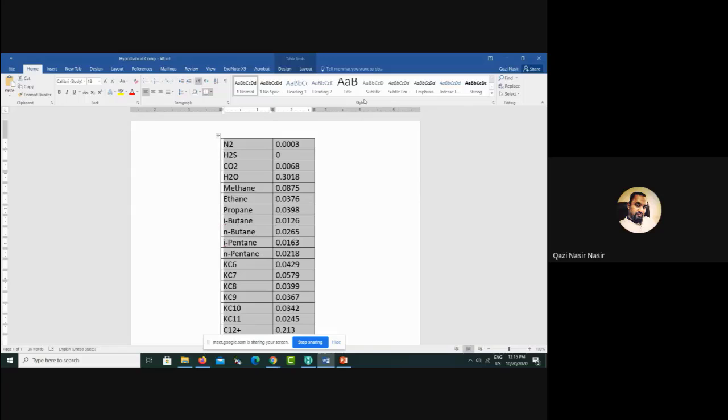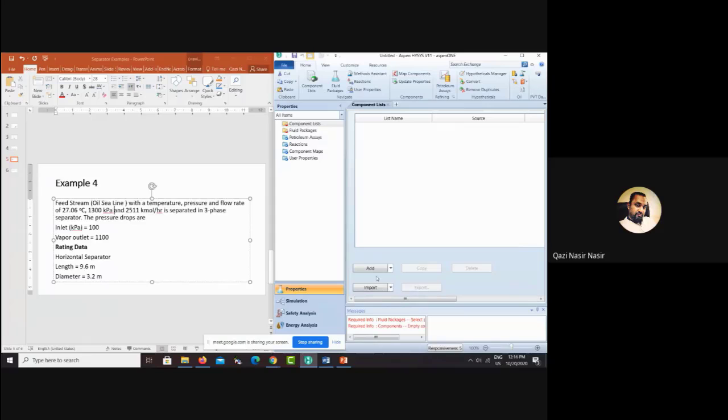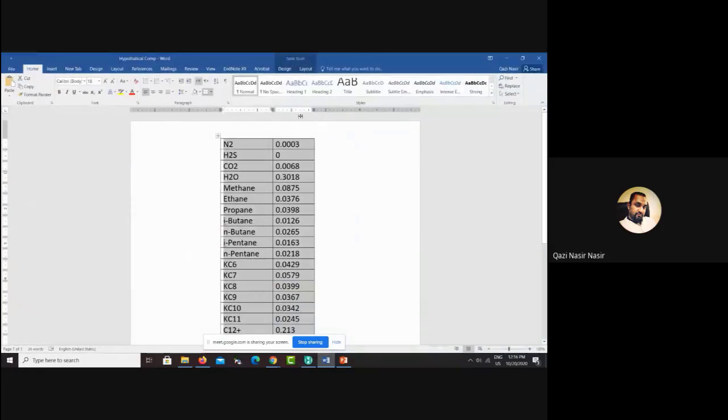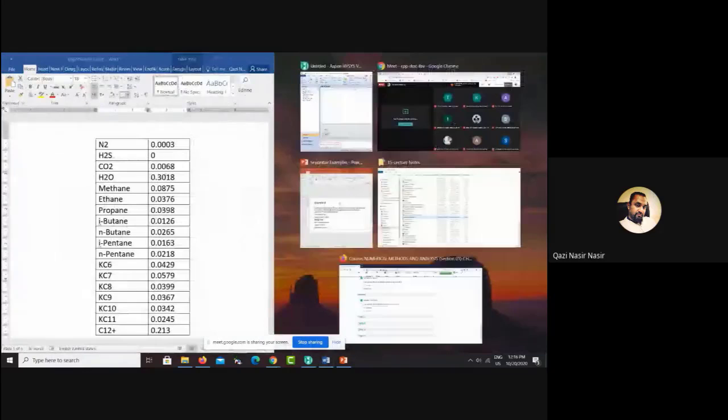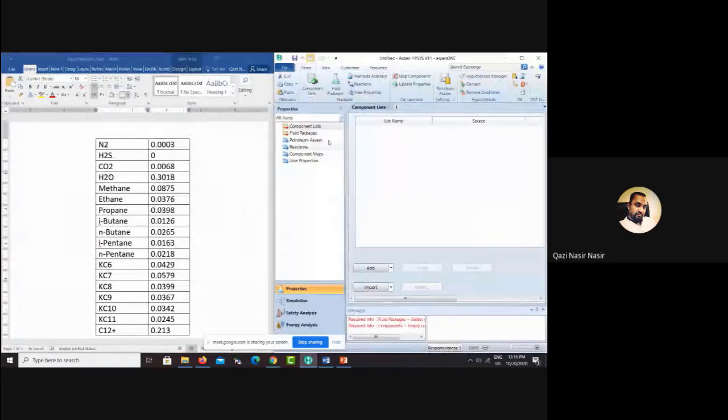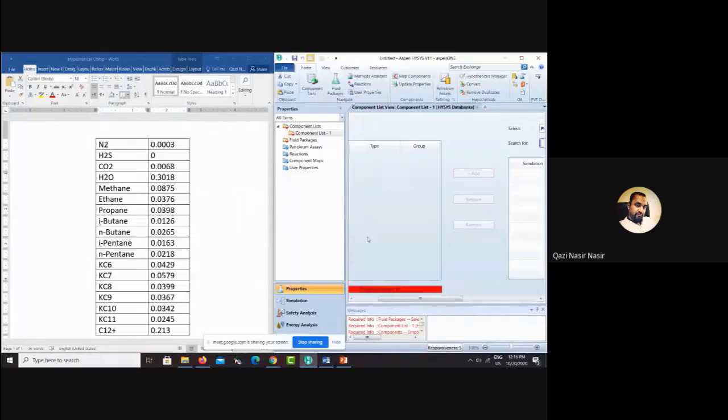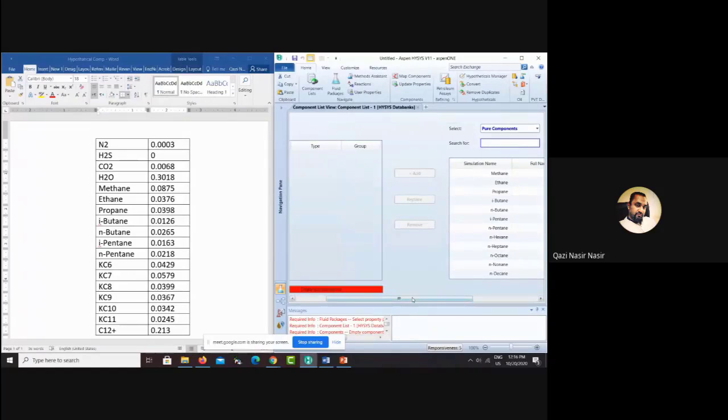A little bit lengthy process, but obviously this is the real process that you will do in the industry. Before I start adding the components, I will open my Word file and put it here so that I know which components I'm adding. So the first thing I need to do is add the components. I will put this one here so that you have an idea what I'm doing.